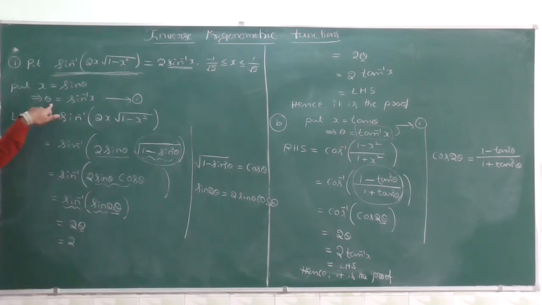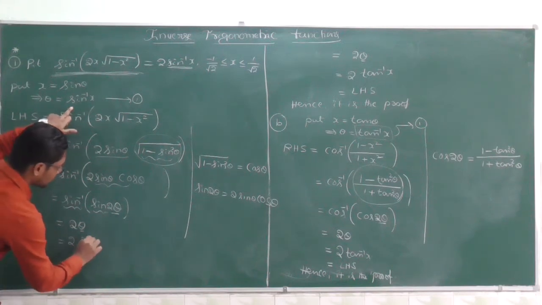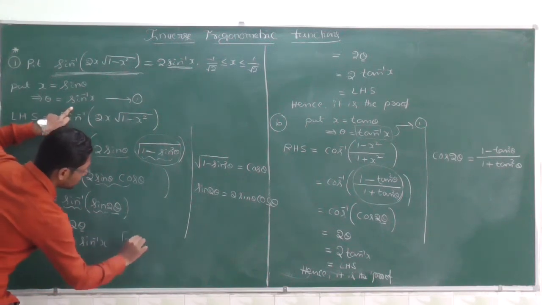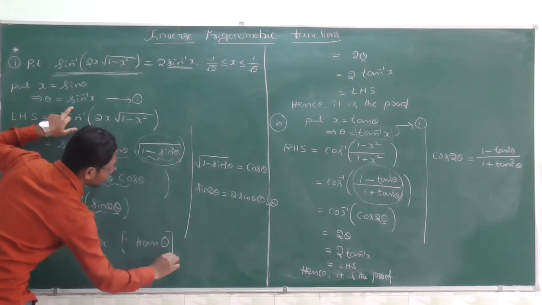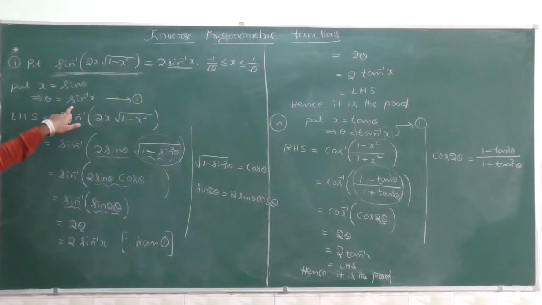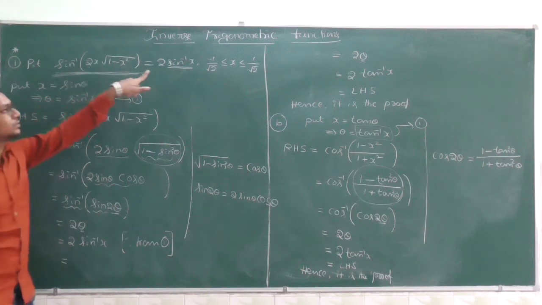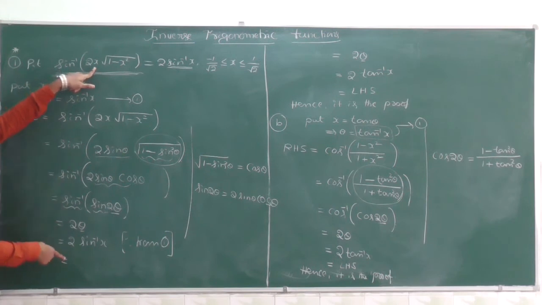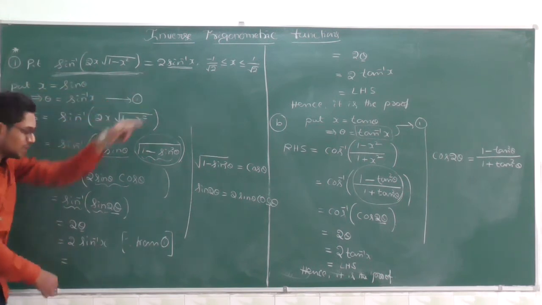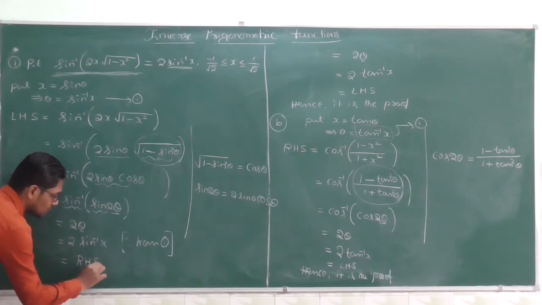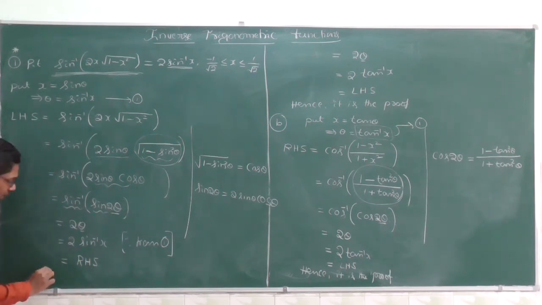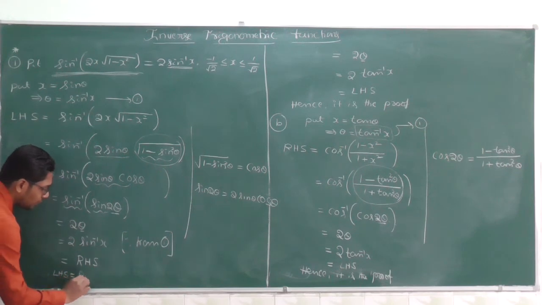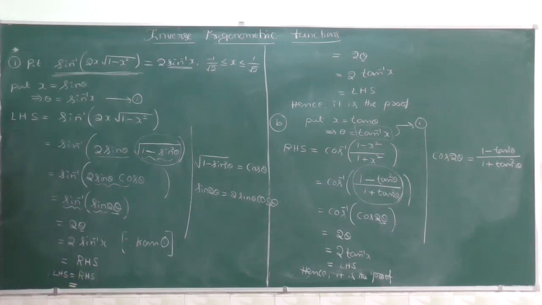Theta is what? From equation 1, theta is sine inverse x. We took the LHS and finally we get the RHS, that is 2 sine inverse x. Therefore, LHS equals RHS. Hence, it is the proof.